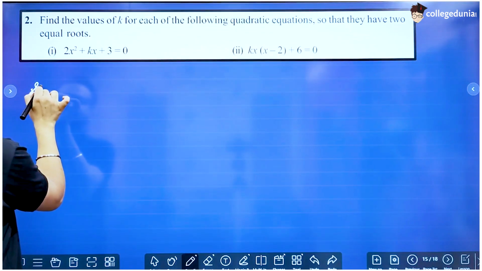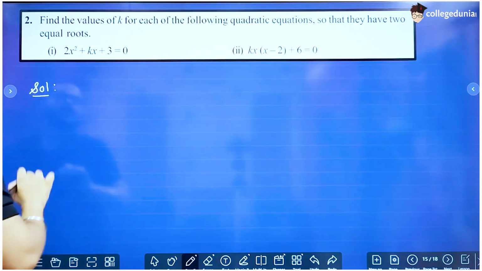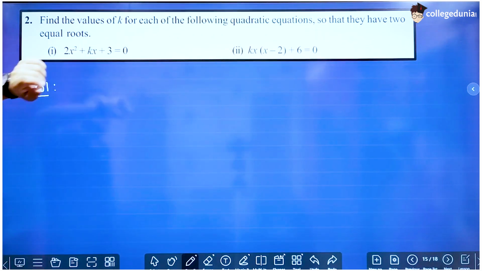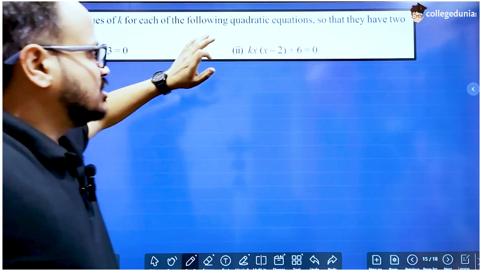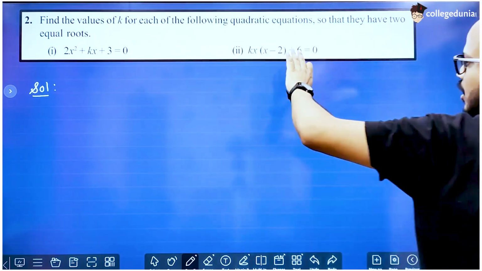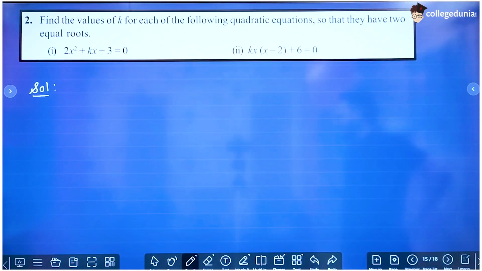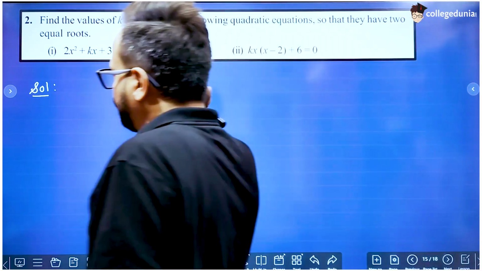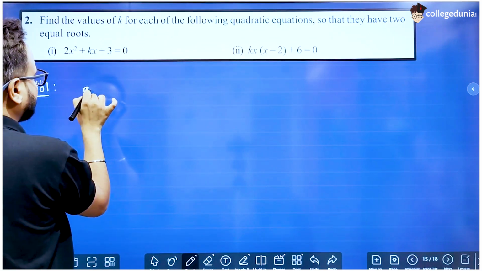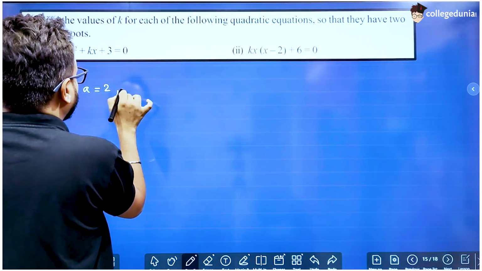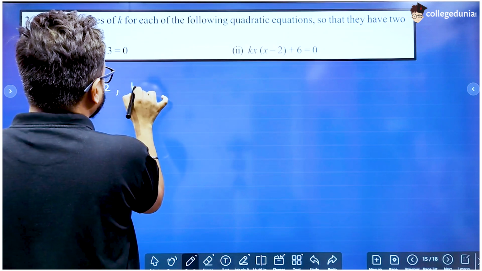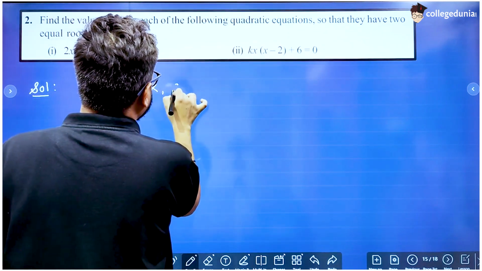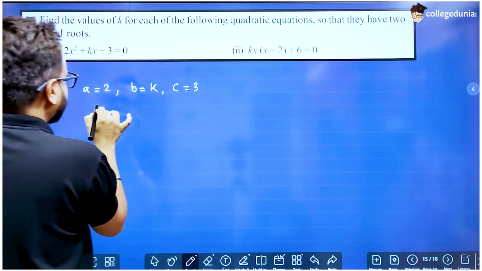Let's take this question. Now it is given: find the value of k for each of the following quadratic equations so that they have two equal roots. It is given that the roots are equal. So if the roots are equal, then obviously the discriminant is 0. So if we put the discriminant of this equal to 0, we can find the value of k. A is 2, b is k, c is 3.